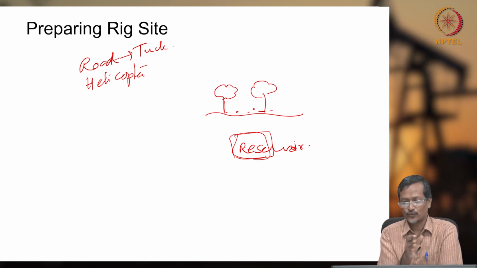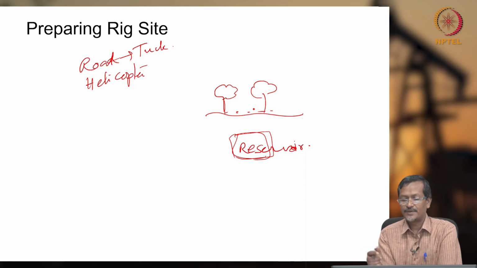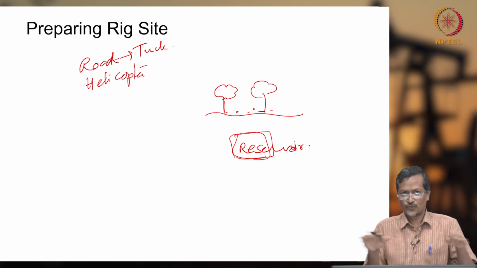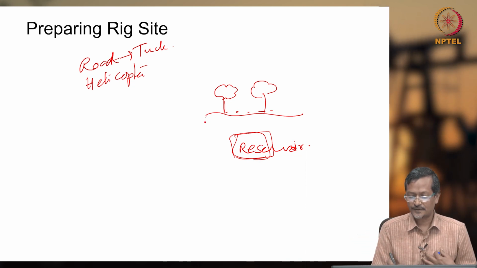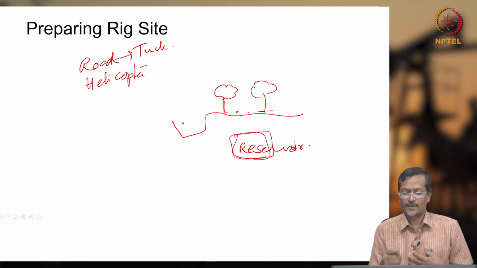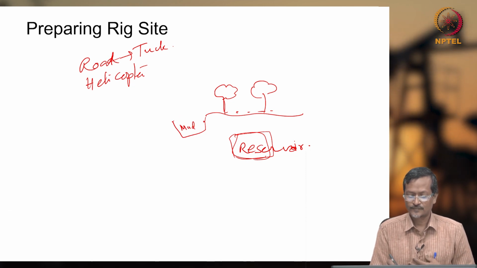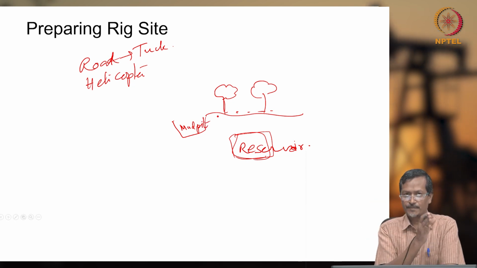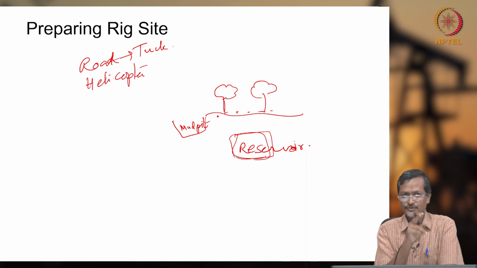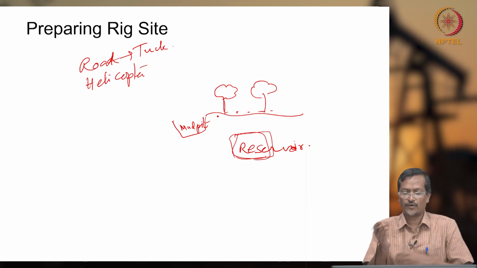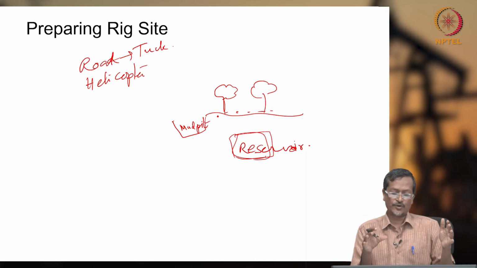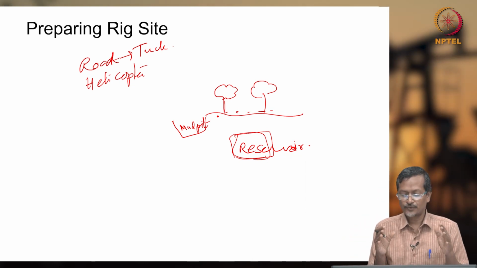So you have to get permission from the landowners. You have to get a road. You have to clean the area. If it is forest, maybe you have to cut a few trees and make the land clean. You have to make the land smooth, and sometimes you have to create a pit, or mud pit. Mud pit means, as I already told, the mud or drilling fluid will be circulating, so that drilling fluid should be stored in a mud pit, or like a small pond actually. There the drilling fluid will be stored. You have to prepare that.